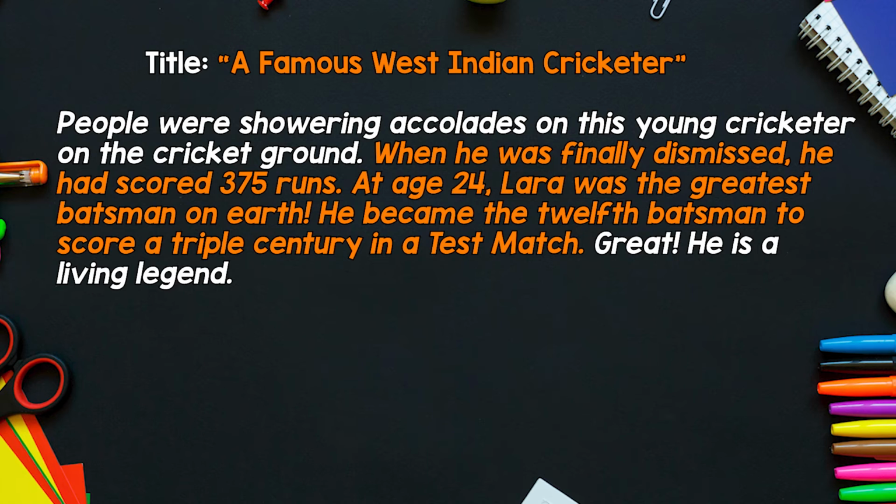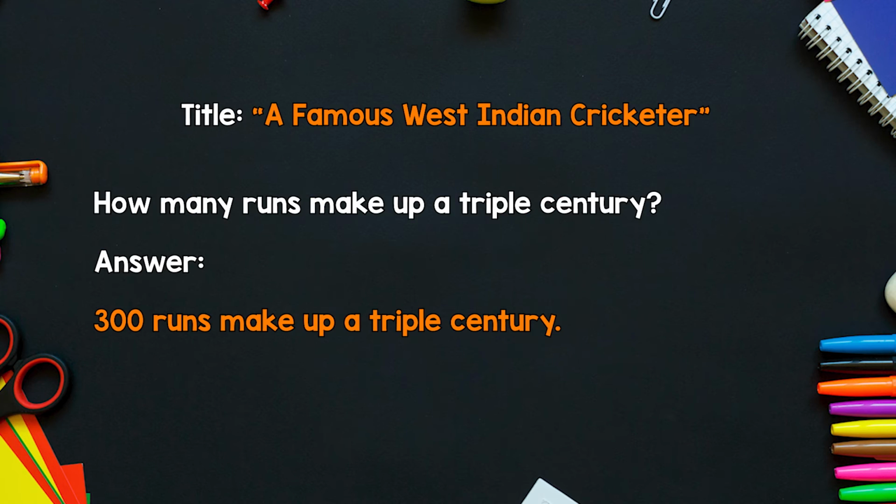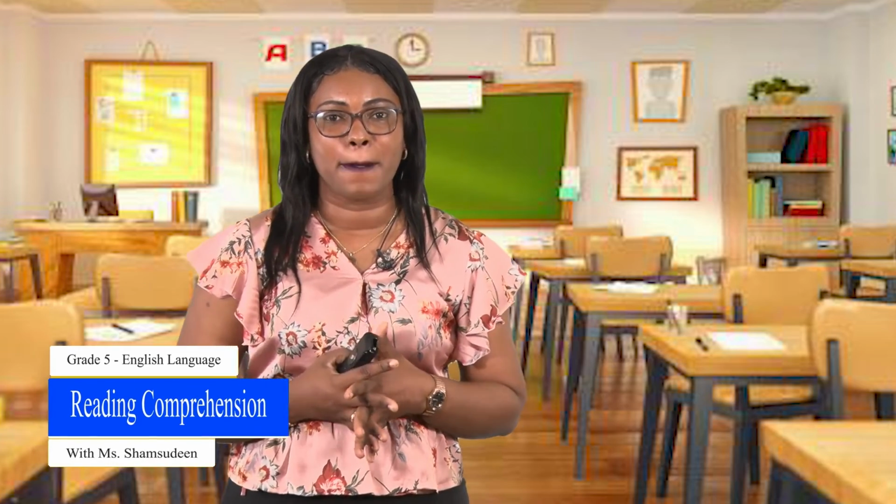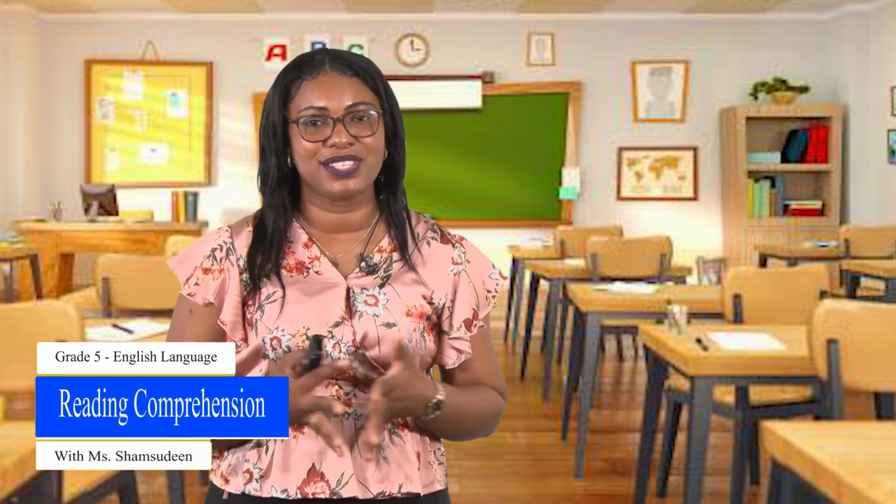So, how many runs exactly would make a triple century? Triple meaning 3. It means that 1 century would be 100. So a triple century would be 300 runs. Now, that's all for today, my grade 5 and 6ers. You can find this story in your Fun with Language Book 5.